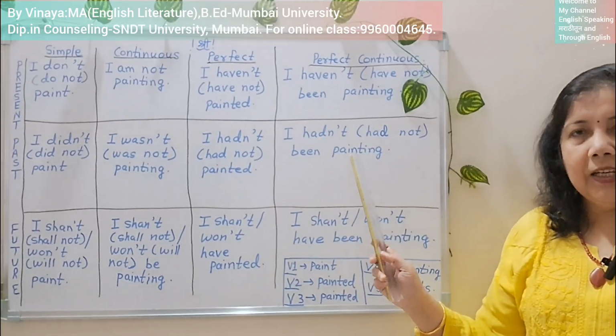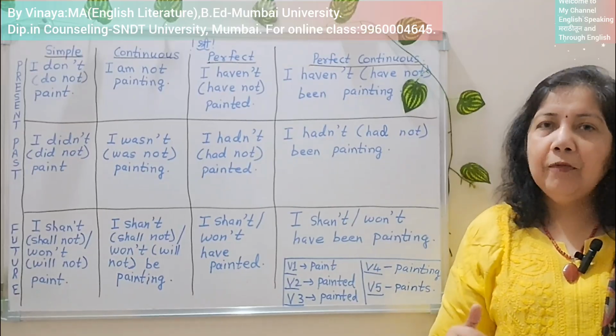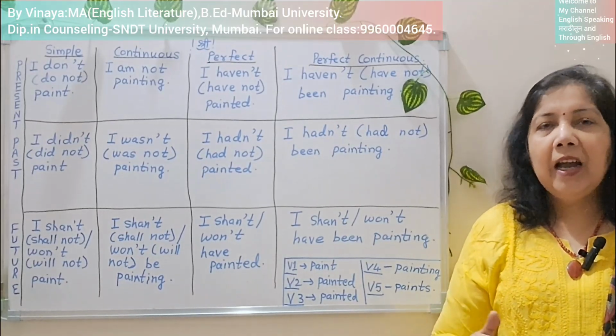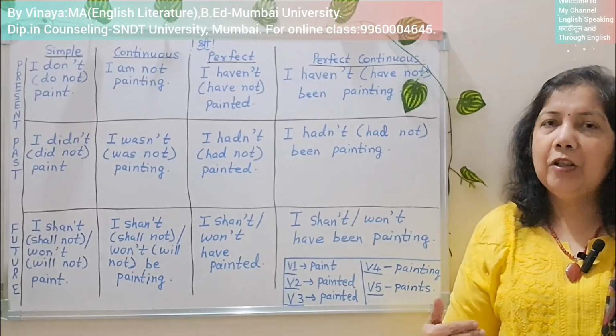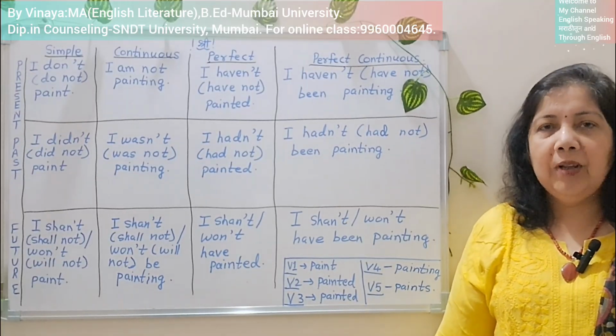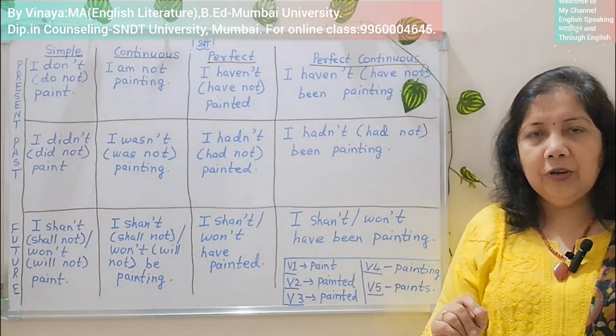Future perfect continuous tense. Sentence: I shan't or won't have been painting. Again four times I can say the same sentence. I shan't have been painting. I won't have been painting. I shall not have been painting. I will not have been painting. Okay. Again the same rule, shan't and won't. Why? Clear to you now.